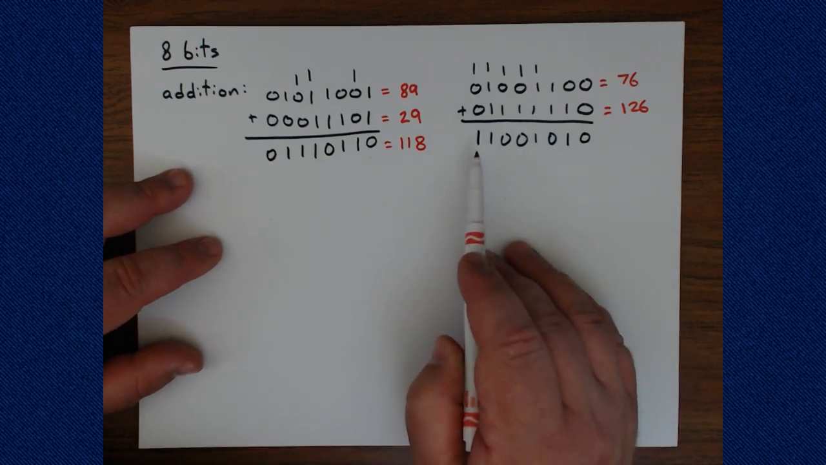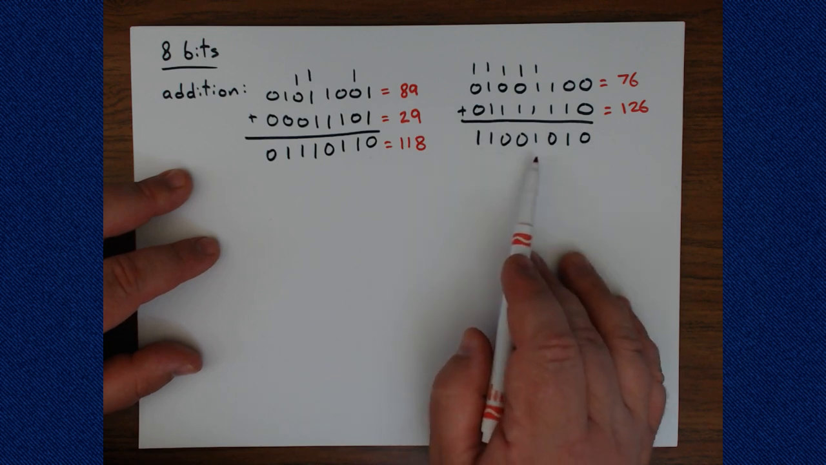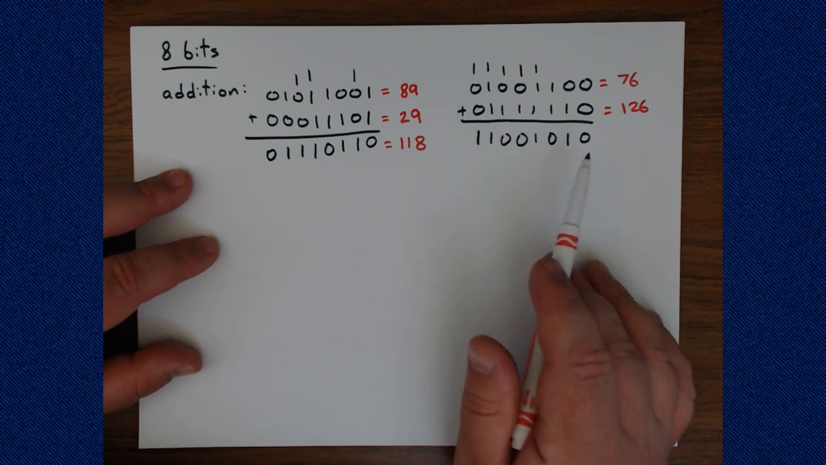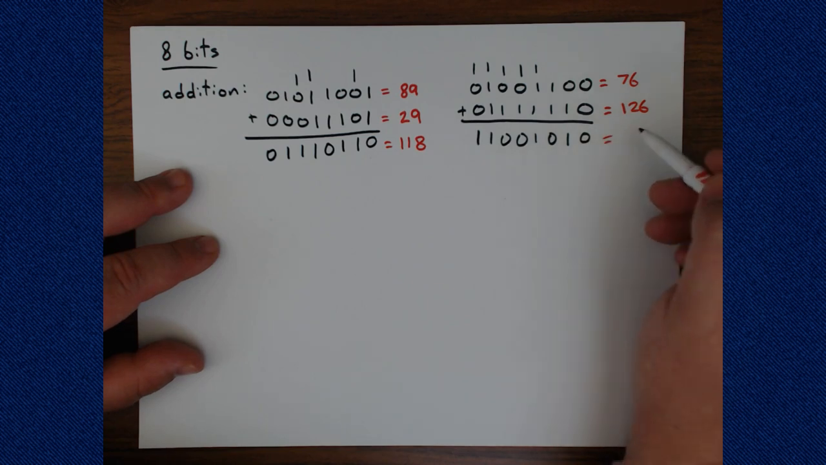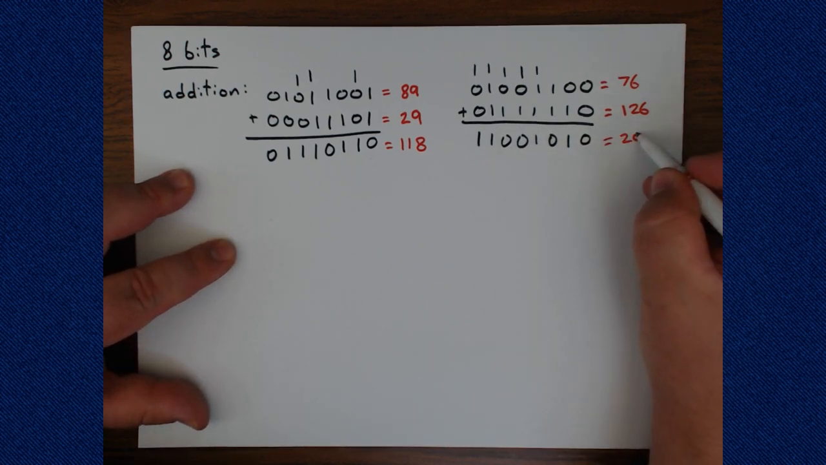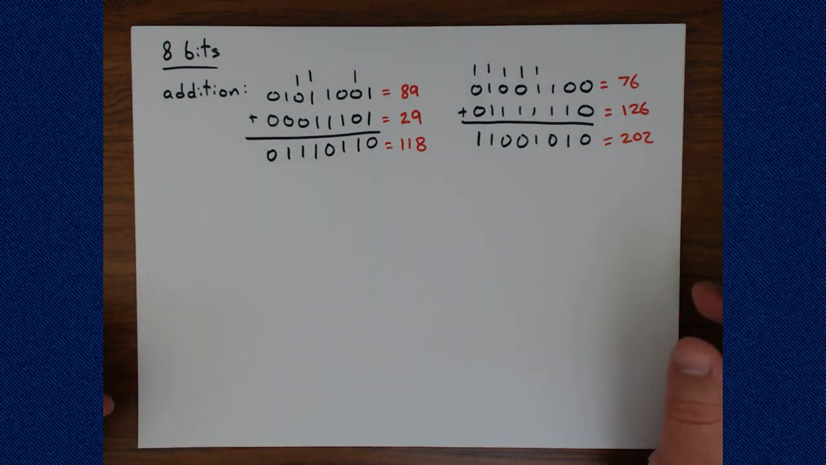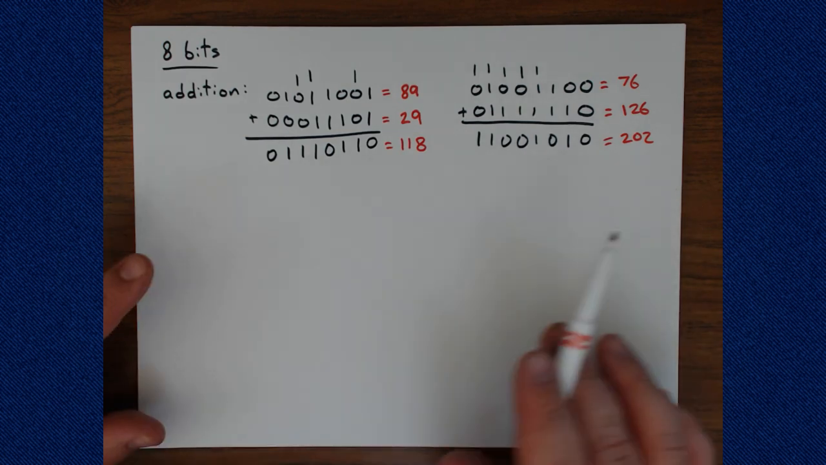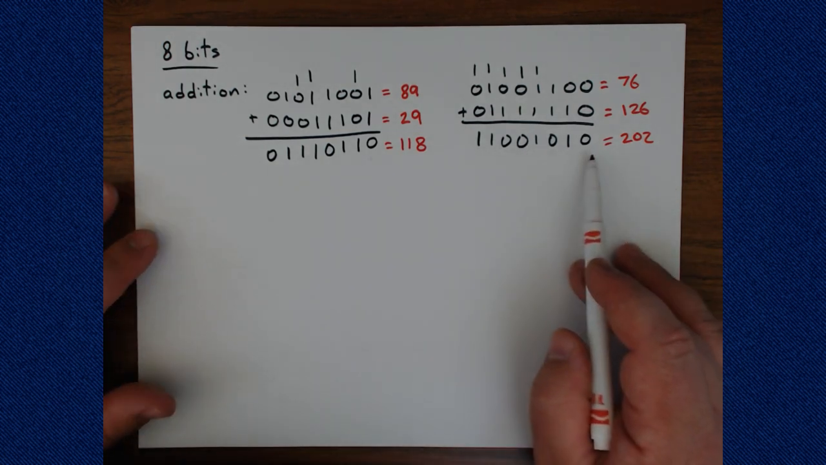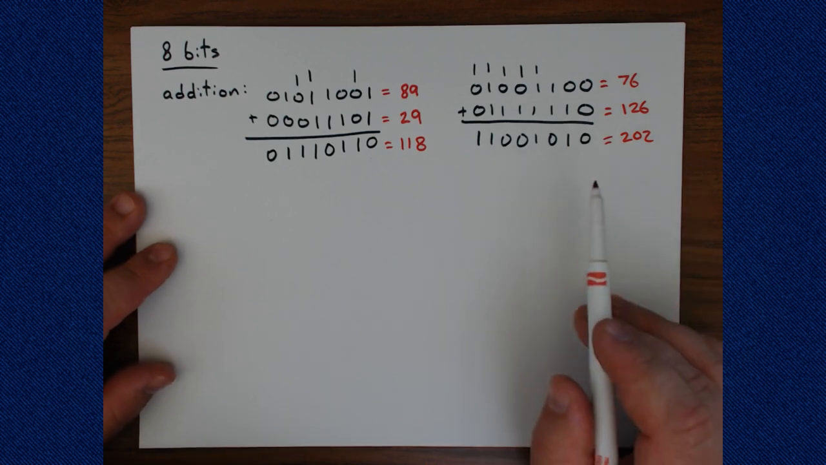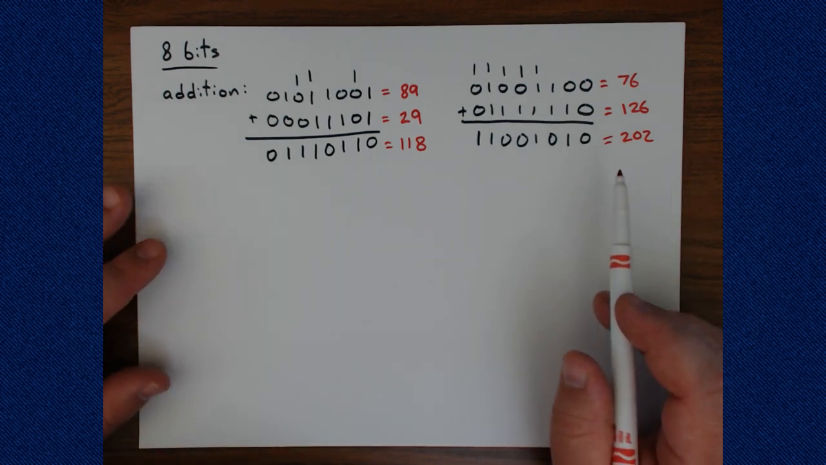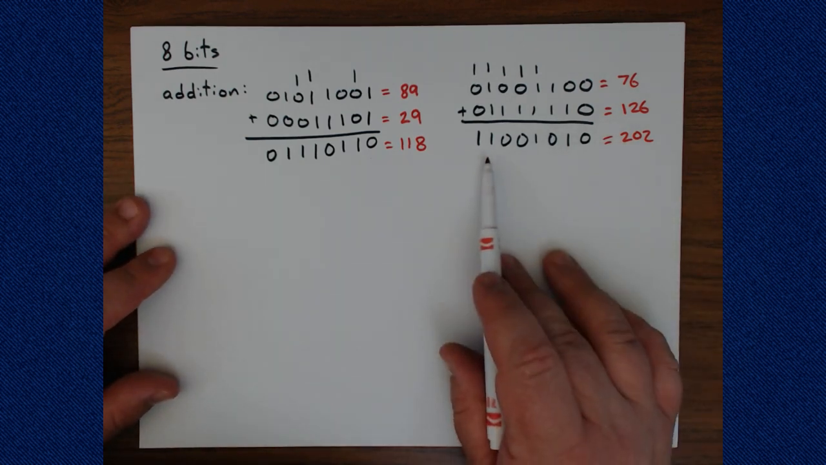This is the 128-bit, 64, and 10. So that is 202. Which, let me double check. Yeah, that's what we should come up with. 202. That's if this is unsigned. This would just be treated all as a magnitude. Now, if this were a signed situation, we'd have to treat this as a negative number.